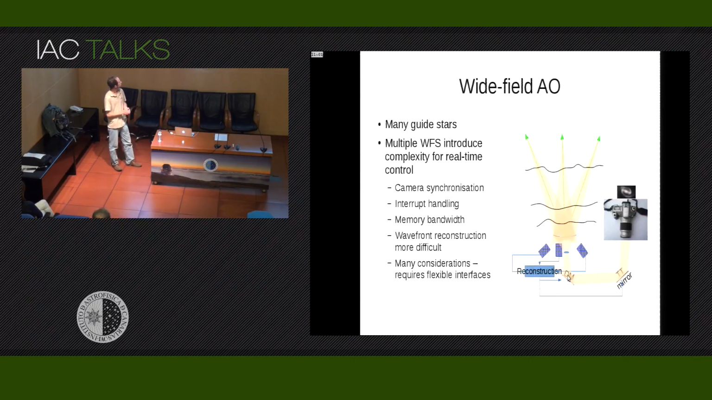So because you've got lots of cameras, it means you have lots of interrupts to service. You have to think about your memory bandwidth. Pixel data tends to be fairly large, coming fairly rapidly. Can that be spread through the system reliably?